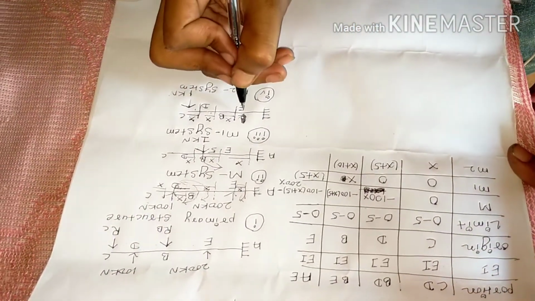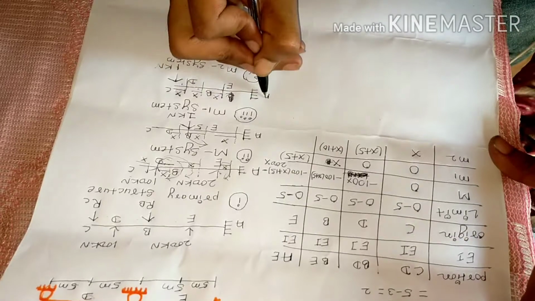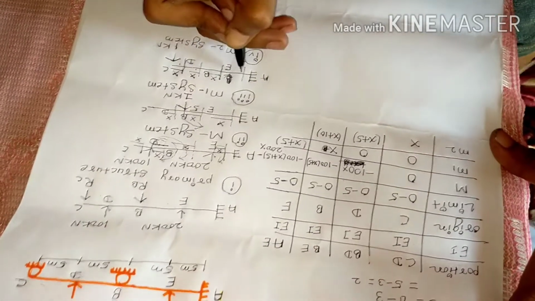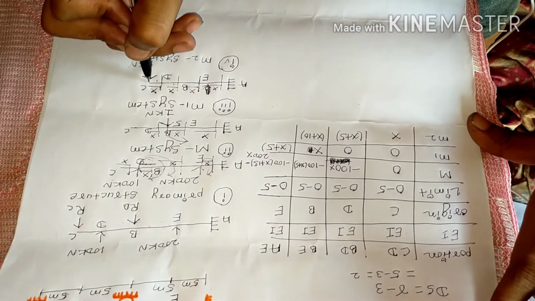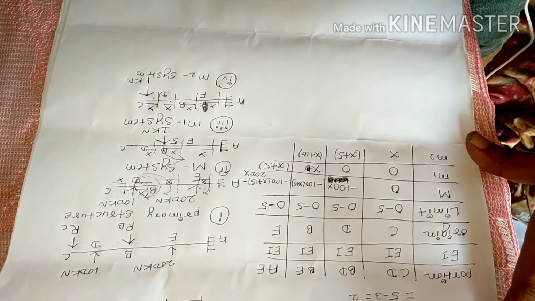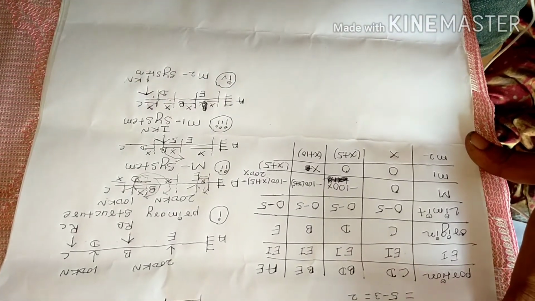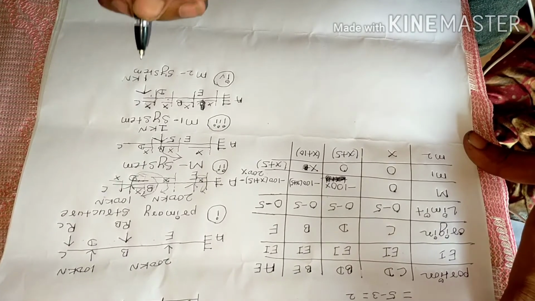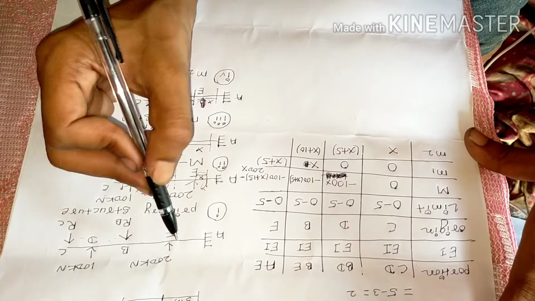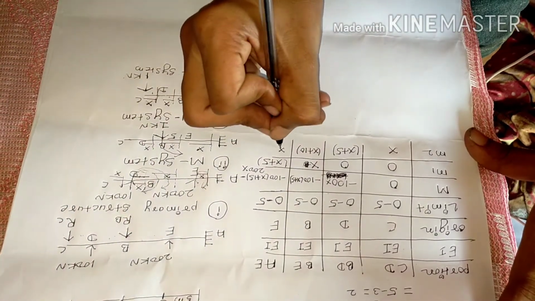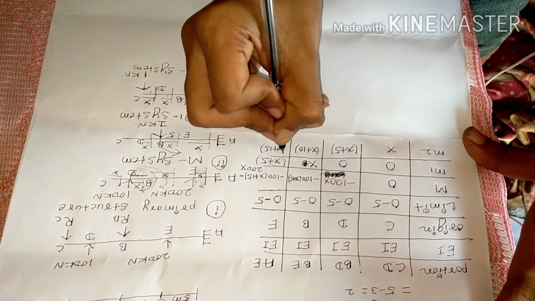Also in portion AE, let us take a section at a distance of x, and we can see this 1 kilonewton force will rotate this section in anti-clockwise direction, and the perpendicular distance is 5 plus 5 plus 5 plus x, that is x plus 15, into 1.